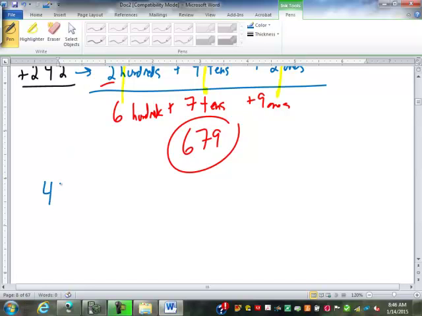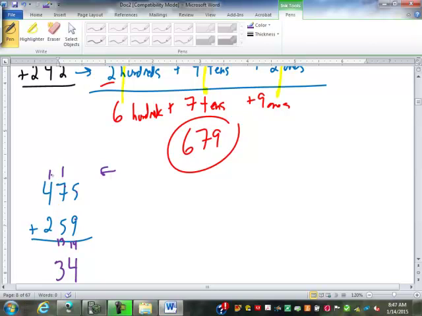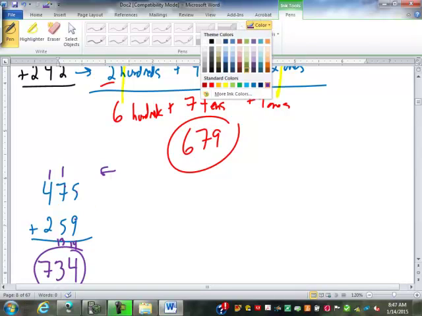Then we might have 475 plus 259. We start on the right and work our way back to the left because we can run into things like this. 5 plus 9 is 14, so I'm going to keep the 4 and carry the 1. 1 and 7 is 8, plus 5 is 13, so I'm going to keep the 3 and carry the 1. 1 and 4 is 5, plus 2 is 7, so 734. That's that process of carrying.